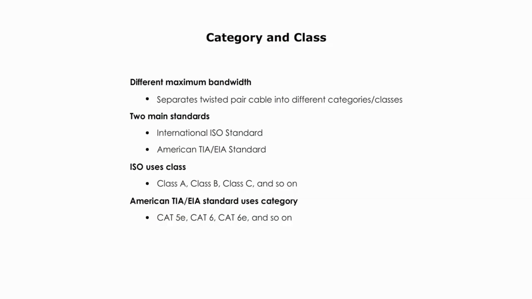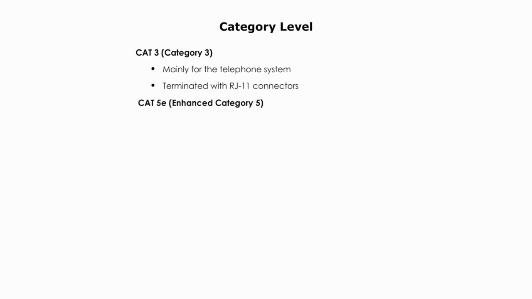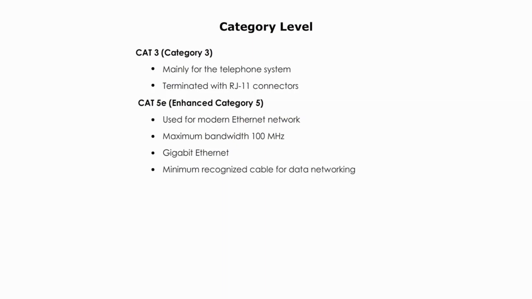Here I briefly introduce several category-rated twisted pair cables. Cat 3 cable is mainly for the telephone system. It is terminated with RJ11 connectors. Cat 5e: many modern networks use Cat 5e. Cat 5e is an enhanced version of Cat 5. Cat 5e cable offers maximum bandwidth of 100 MHz and can support gigabit Ethernet. It is now the minimum recognized cable for data networking.